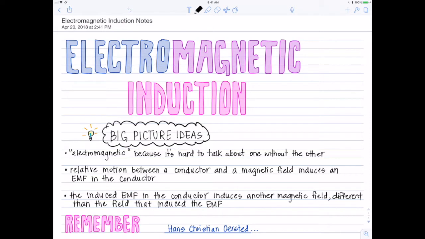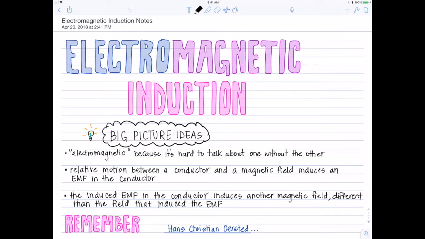So the big picture idea for electromagnetic induction is that in the presence of a magnetic field that is changing, meaning there's a change in flux, there will be an induced current. And if there is, in fact, an induced current, then this induced current will also induce another magnetic field separate from the first one that caused the current in the first place.